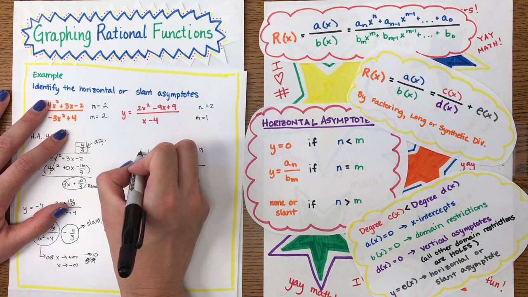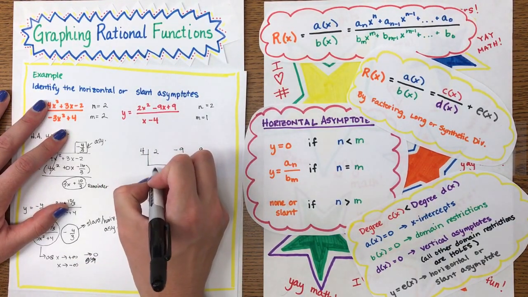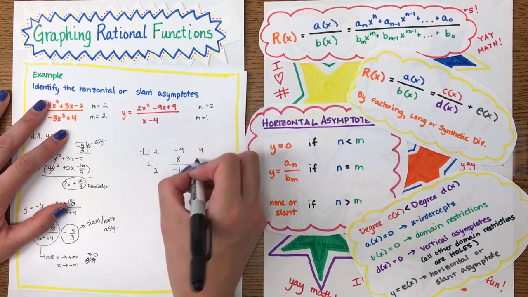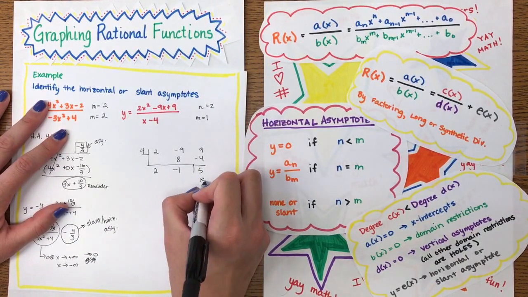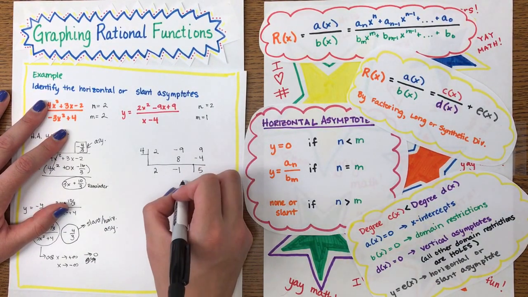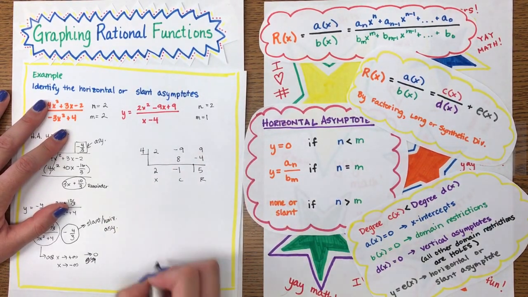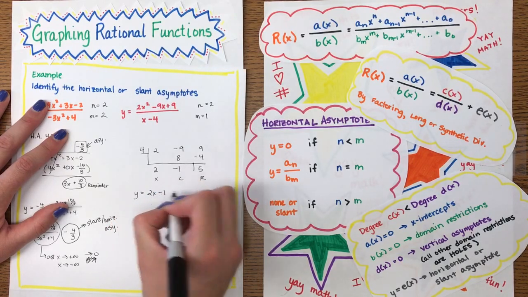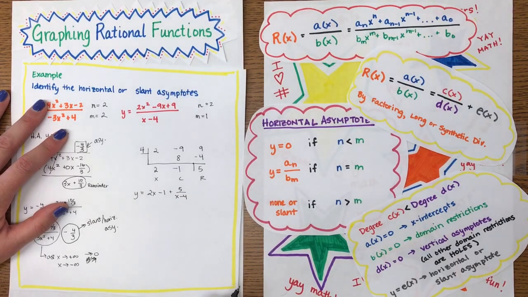x minus r is 4, so 4 goes here. I drop my number down, I multiply it by 4, I add to get negative 1, I multiply to get negative 4, and I add to get 5. This is my remainder. This is my constant term, and this is my x term. So this means I'm rewriting this as 2x minus 1 plus 5 over x minus 4.